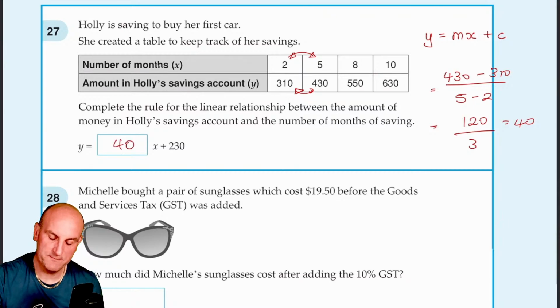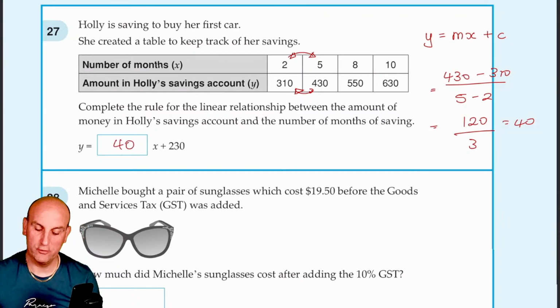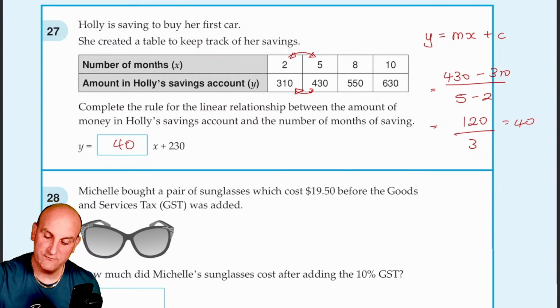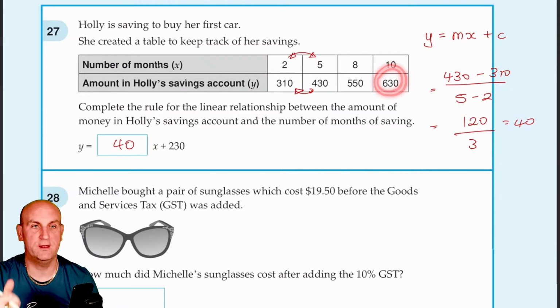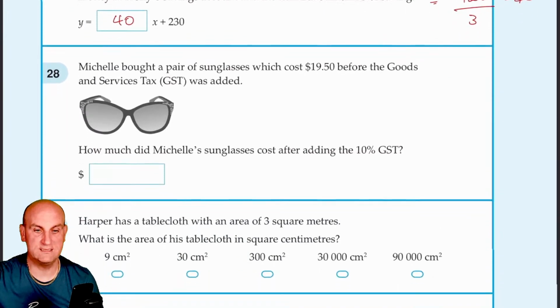So in that situation, 40x plus 230. And if I wanted to check that that was right, if I take my x value of 10, I would do 40 times 10, which would give me 400, plus the 230 gives me 630. I know I have to be right.